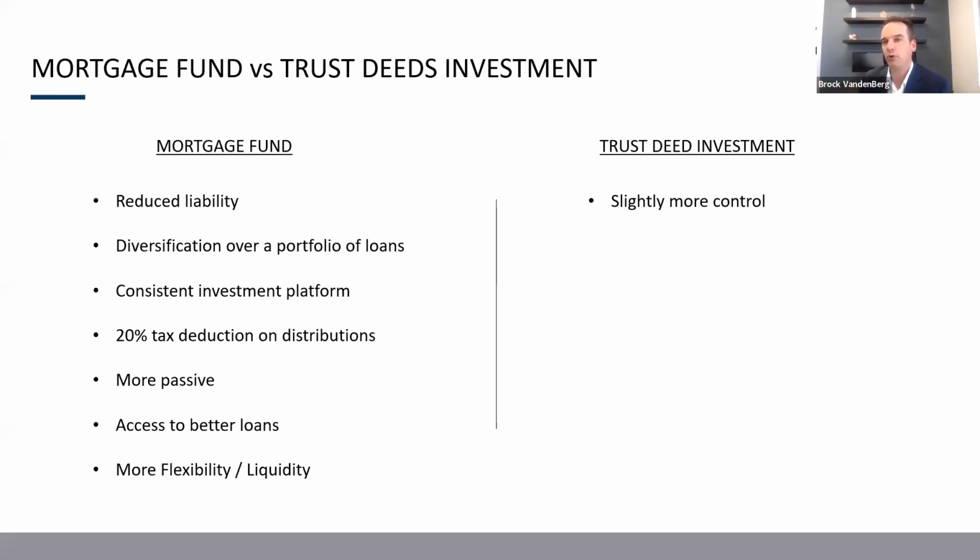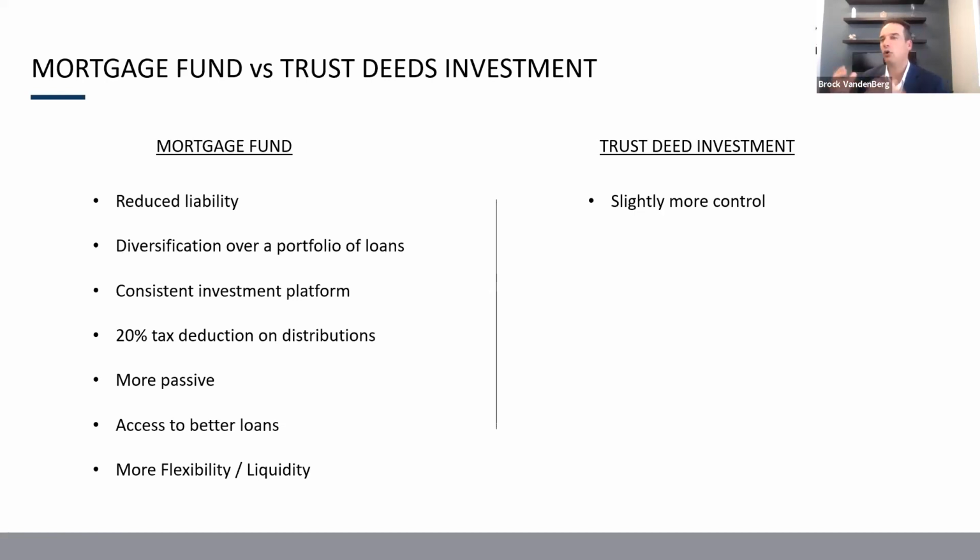The mortgage fund, as I mentioned, is more passive, right? You're not having to look for trust deeds. You're just interested in, hey, what's the performance of the fund? We're going to have better access to loans than you will as a trust deed investor. It's just plain and simple. I've got a whole team dedicated to finding loans, and secondarily, I've got a whole team to underwrite those loans quickly and then fund them and manage them.